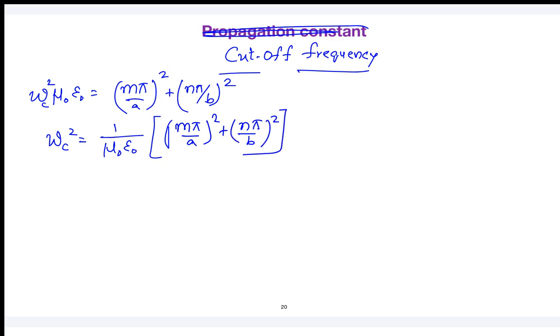Can you reply, what is this term called, 1 over mu naught epsilon naught? Is it c or c square? Good, it is c square. That is equal to c square into the same thing. From this, can you do the calculation and tell me the final value? You can go ahead and tell me what cutoff frequency you are going to get.